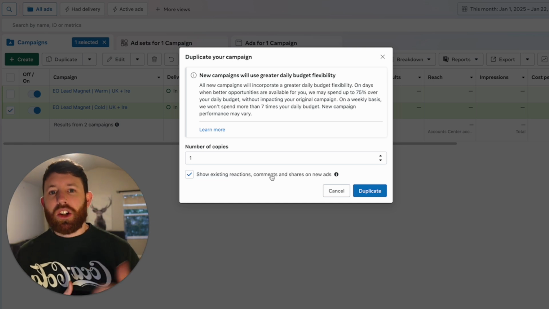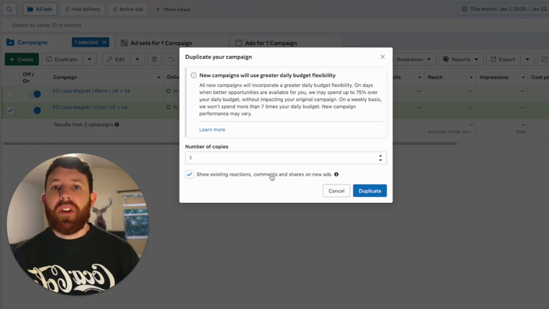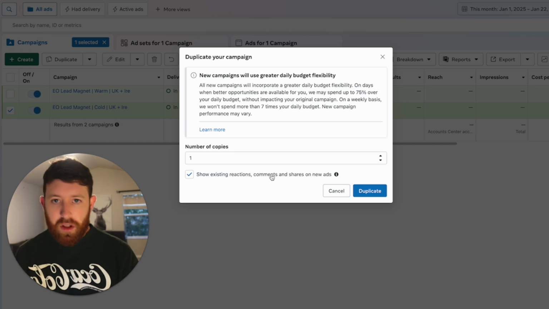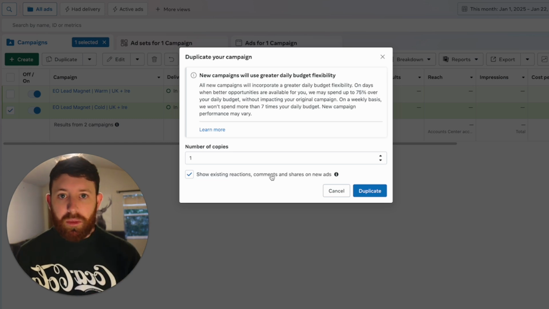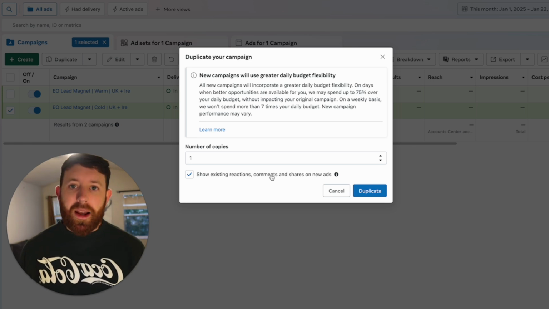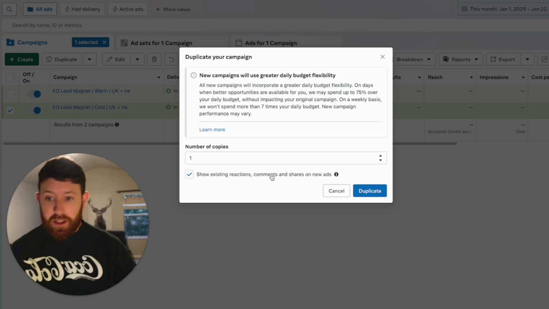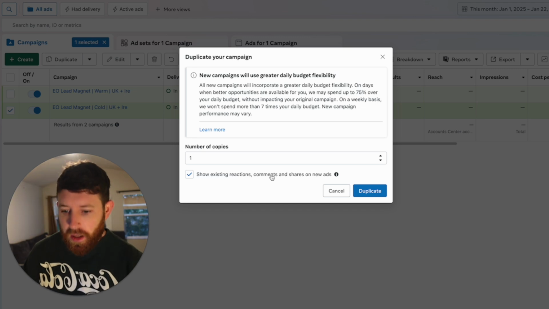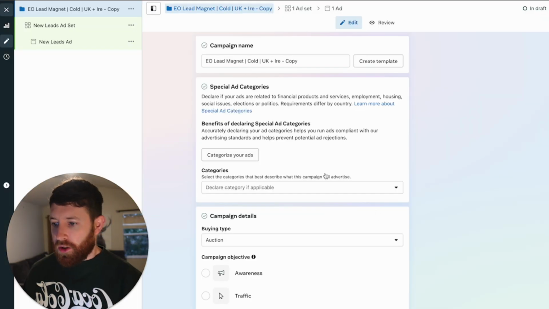And that actually has a huge effect on whether you will get results or not get results, get the opt-in or not get the opt-in. So something that you can do is you can optimize those comments by sending that link directly to your clients, okay? But anyway, you'd hit duplicate here, and you would have your new campaign, okay?